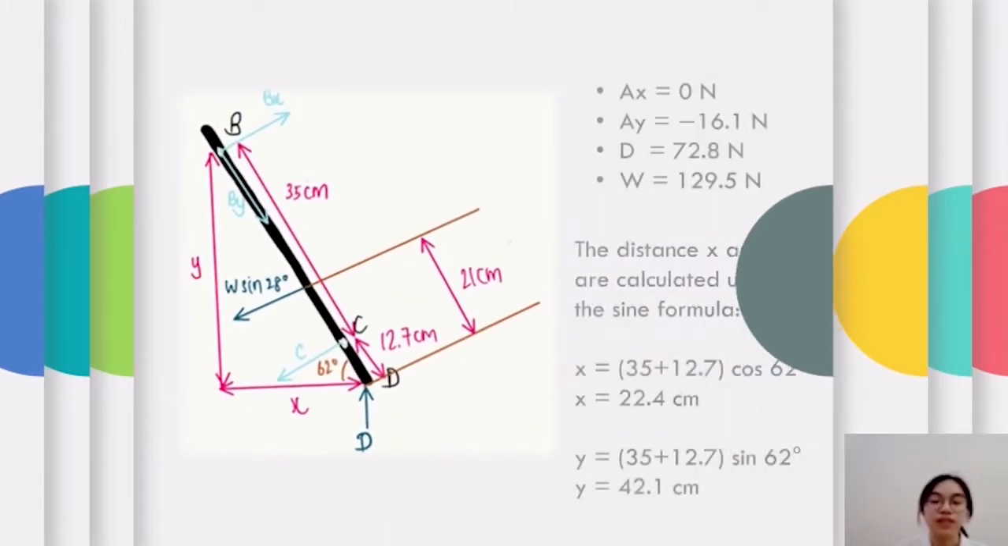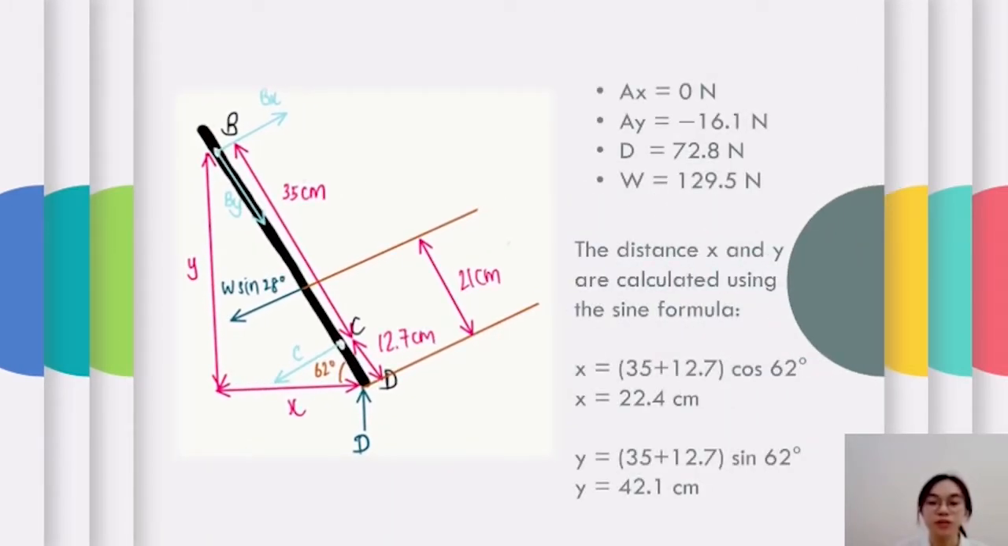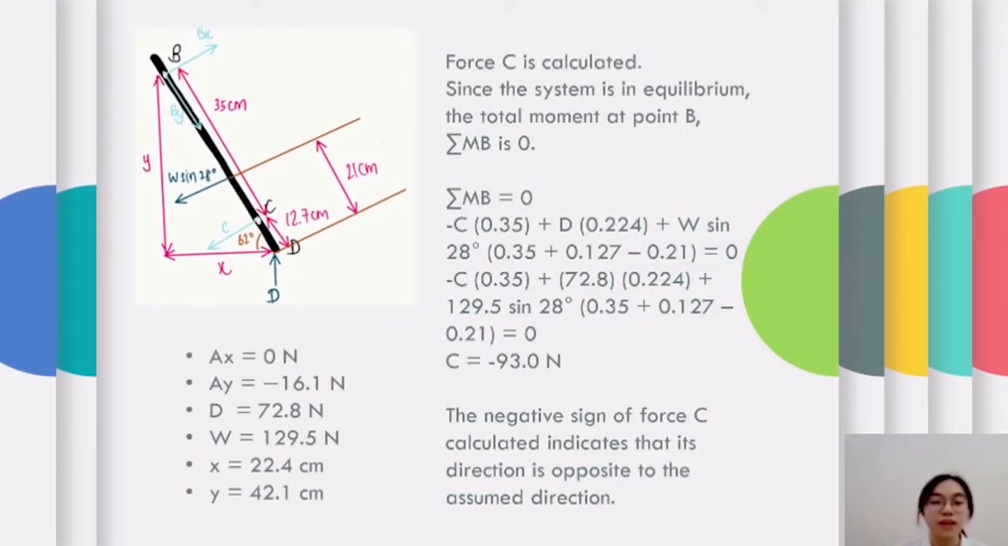So first of all, the distances x and y are calculated using the sine formula. For x, we get 32.4 cm, and for y, we get 42.1 cm. Since the entire system is in equilibrium, the total moment at point B is equal to 0. By using this principle, force C is calculated and the answer we get is negative 93 Newton. The negative sign of force C indicates that its actual direction is opposite to its assumed direction.